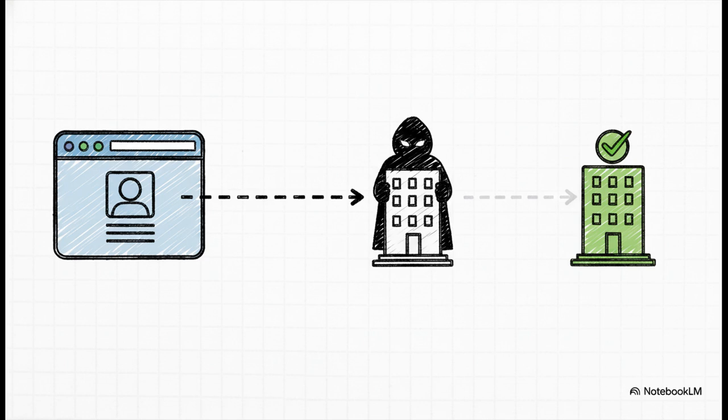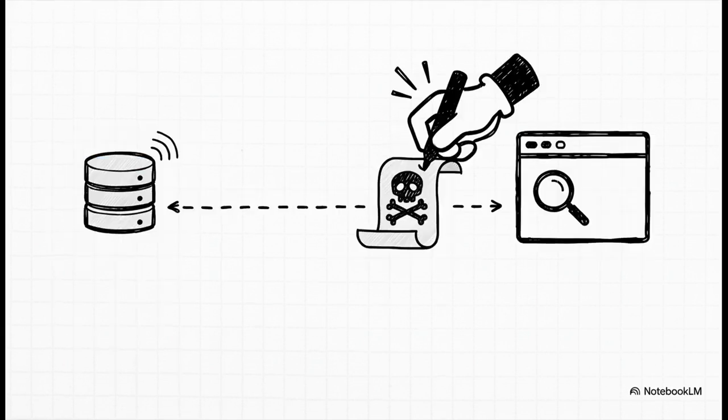You might think you're on your bank's website, but you could actually be talking to an imposter server set up to steal your login info. That's a classic man-in-the-middle attack. And third, no integrity. This means that the data you're getting back from the server could have been messed with along the way. A hacker could literally inject malicious code into the website before it even reaches your computer, and you'd be none the wiser.